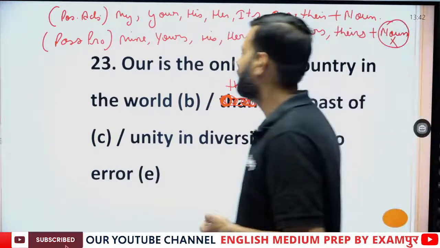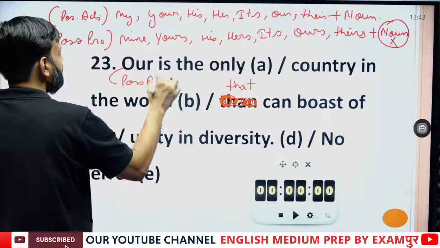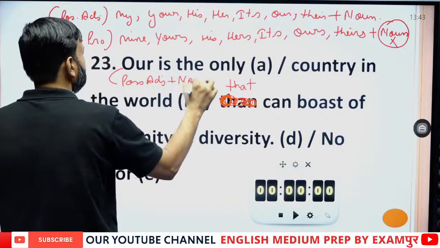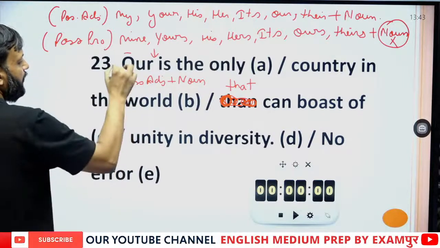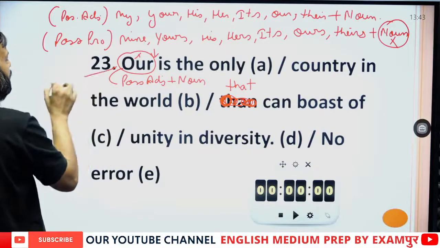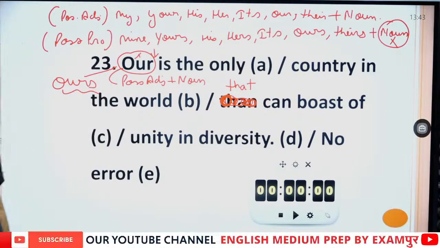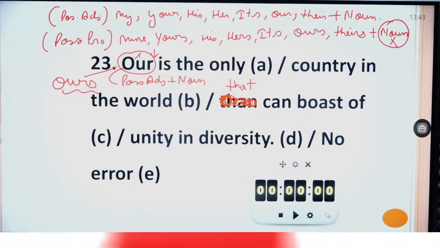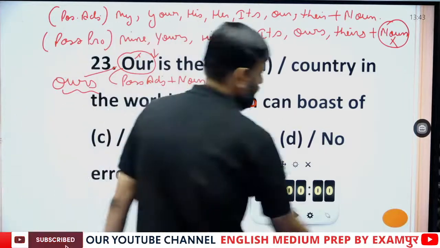So as you can see, here we have our, which is a possessive adjective which needs a noun. Since the noun is not there, our cannot be used. In place of our, we need ours. So our will be replaced by ours. Clear? Okay, let's see the next question.